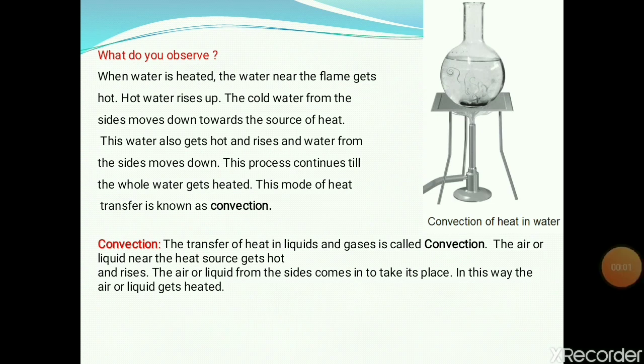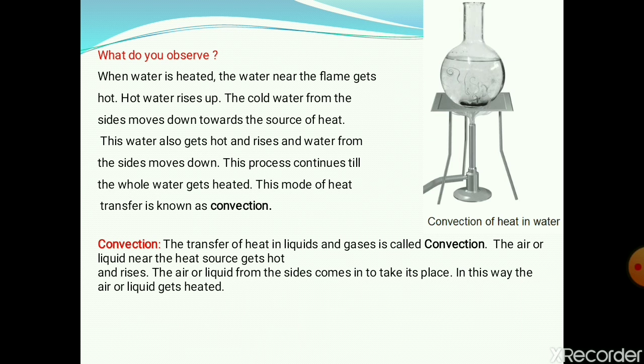What do you observe? When water is heated, the water near the flame gets hot. Hot water rises up. The cold water from the sides moves down towards the source of heat. This water also gets hot and rises, and water from the sides moves down. This process continues till the whole water gets heated. This mode of heat transfer is known as convection.